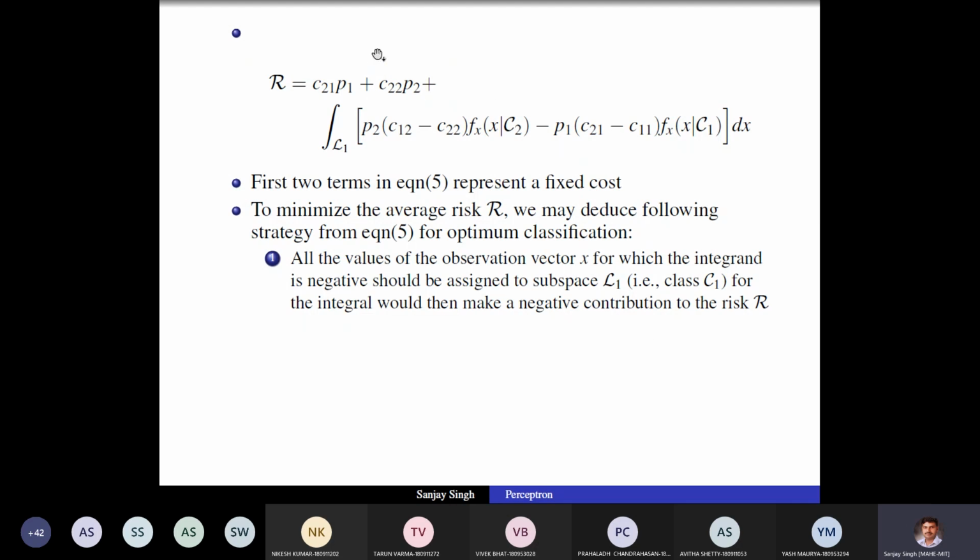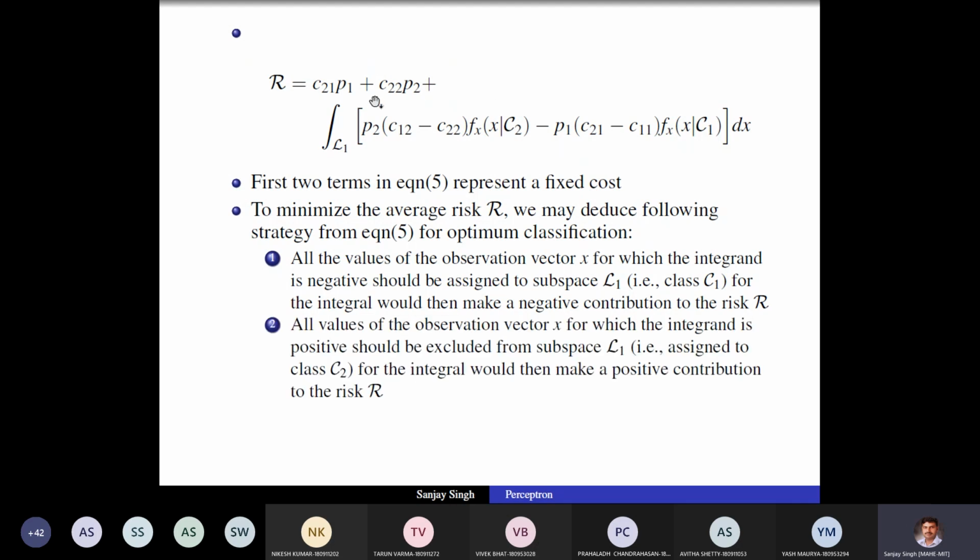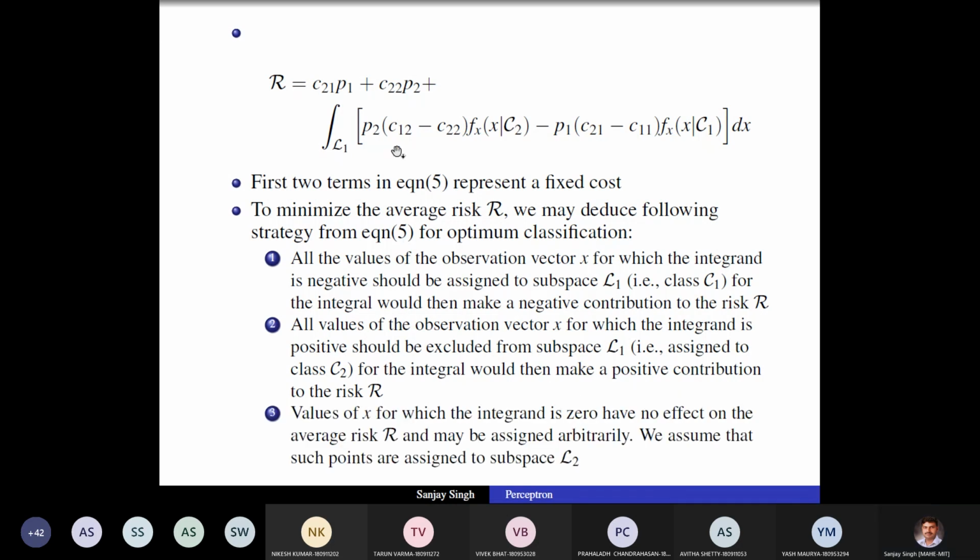For the integral would then make a negative contribution to the risk. Negative contribution to the risk means something will be reduced. All the values of the observation vector for which the integrand is positive should be excluded from L1, that is, it should be assigned to class 2, for the integral would then make a positive contribution to the risk. If it is 0, as I mentioned, then it really doesn't matter. It does not have any effect on the average risk and may be assigned arbitrarily either to class 1 or class 2. We are assuming that such points are assigned to subspace L2. Either way you can do that.